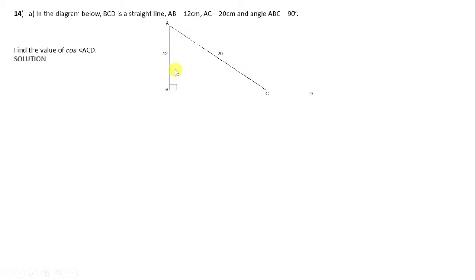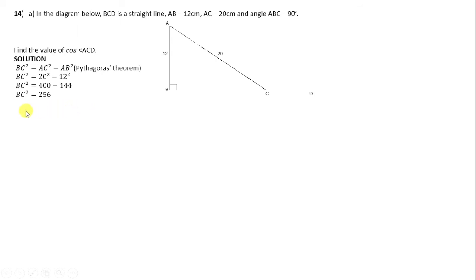So let's do that. So use Pythagoras theorem. Our AC squared will be equal to BC squared plus AB squared. When we substitute, we'll find that our BC squared, the missing side, will be equal to 20 squared minus 12 squared. If you multiply 20 by itself, you get 400. Multiply 12 by itself, you get 144. 400 minus 144 will give us 256.